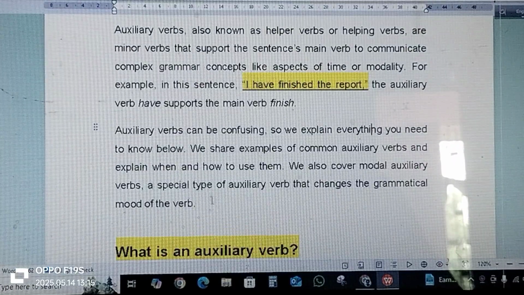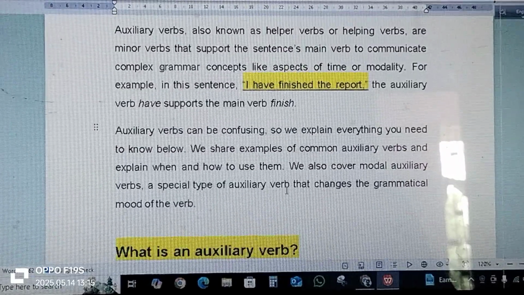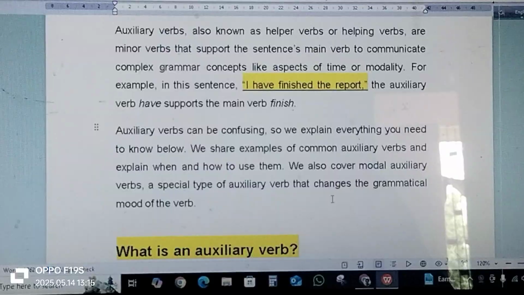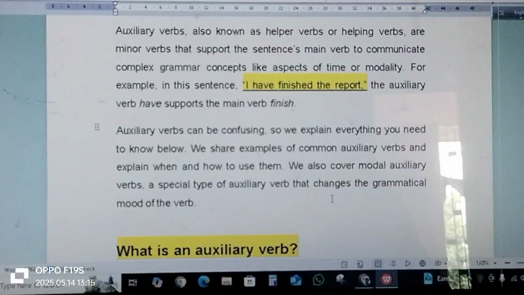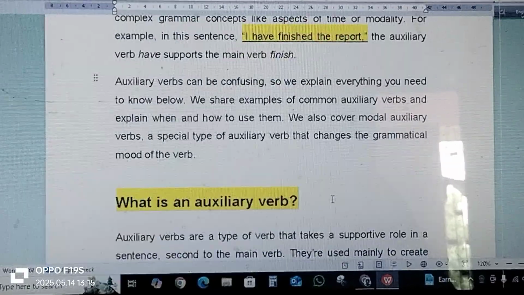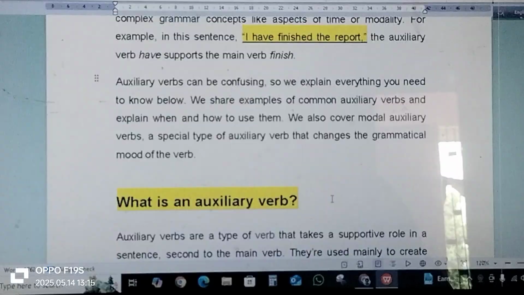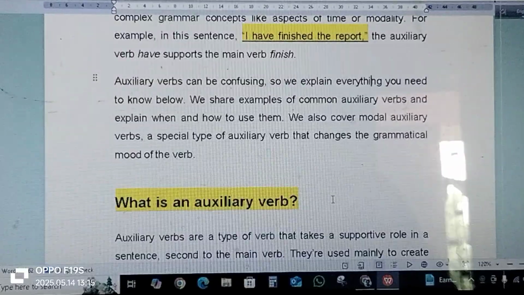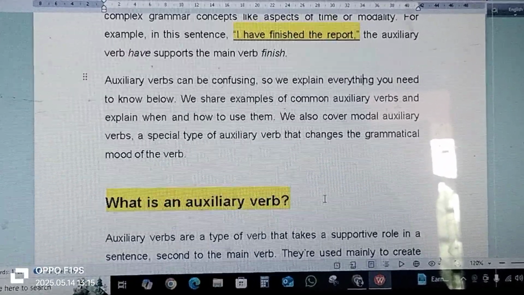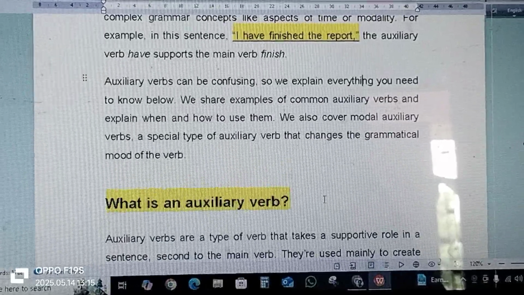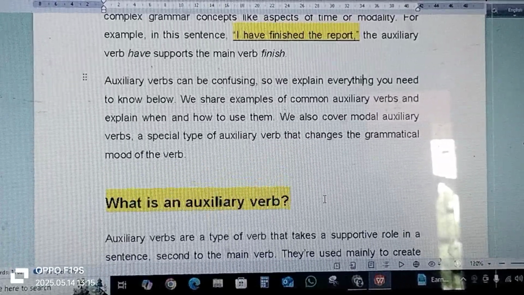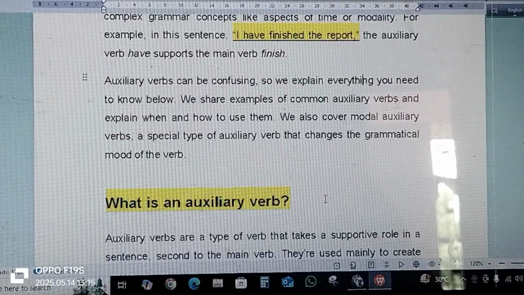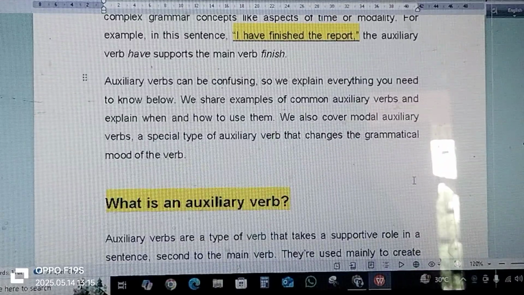Okay, auxiliary verbs can be confusing. In some cases, auxiliary verbs can confuse us. So we explain everything you need to know below. We share examples of common auxiliary verbs and explain when and how to use them. We also cover modal auxiliary verbs, a special kind of auxiliary verb that changes the grammatical mood of the verb. Further, while we discuss the other forms of auxiliaries, we'll also discuss the modal auxiliaries.